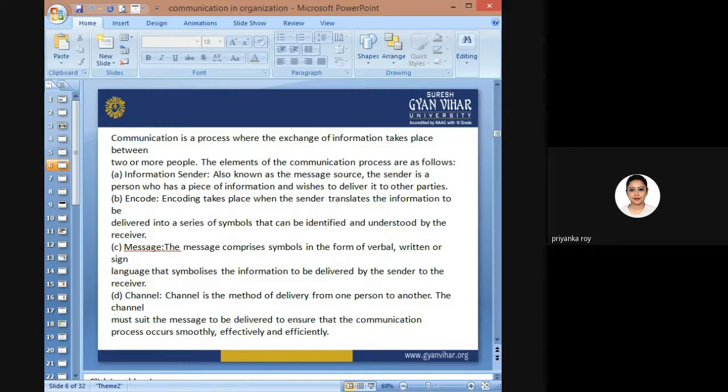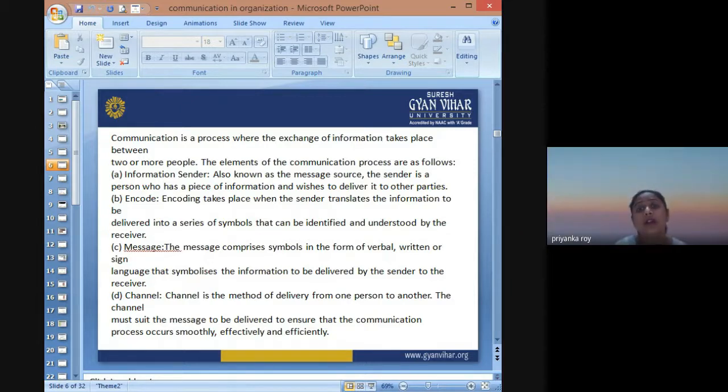So when you are arranging it into symbols so that it can be identified and understood by the receiver. So the message comprises the symbols in the form of verbal and or written sign language that symbolizes the information to be delivered by the sender to the receiver. Channel is the mode or method of delivering the information to another person, and the channel must suit the message to be delivered to ensure the communication process occurs smoothly, effectively, and efficiently.